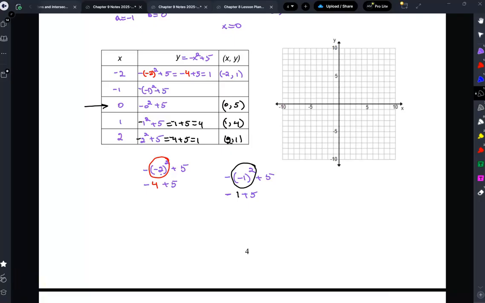Okay, so let's graph this. Did you not do anything for negative 1? All you need is 3 points, the vertex and either the 2 upper ones or the 2 lower ones. That's all you need. So here I have 4, 4, and then 1, 1.